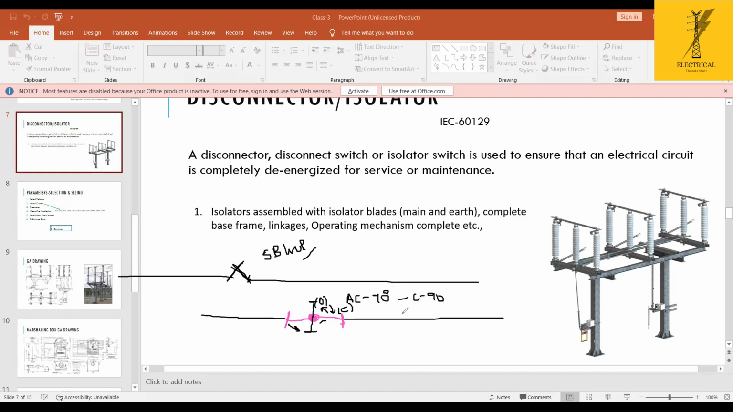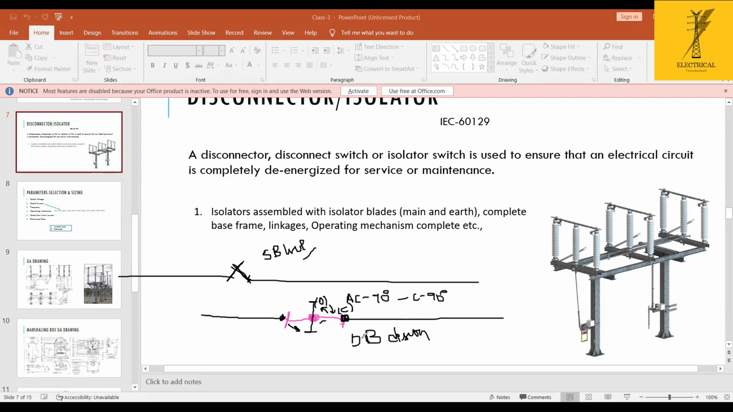So clockwise 90 degrees and anti-clockwise 90 degrees, whichever side you open, it would be clockwise or anti-clockwise, only a 90 degree shift is there. So here the isolator is breaking at both ends, this end as well as this end. So this isolator is called a double break isolator, a double break disconnector. Double break means it's breaking at 2 points.